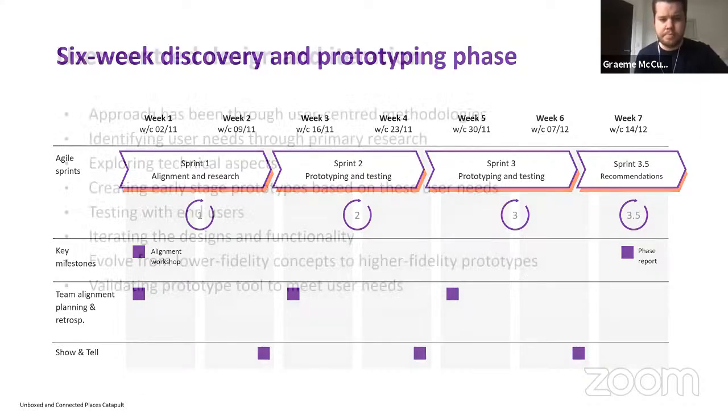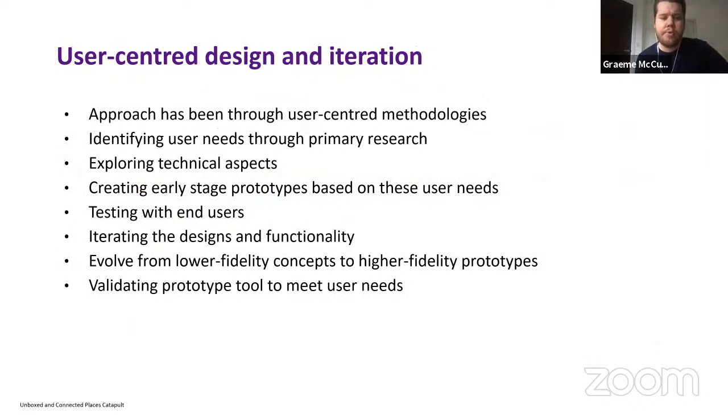Next slide, please. So as mentioned, our approach to delivering the phase was through Agile and user-centered methodologies, and this included identifying user needs through primary research. This included user interviews, one-to-one interviews with individuals, as well as a number of co-design sessions to start working out what it is we're looking at. We're also exploring the technical aspects to understand the technical feasibility of the prototypes that we've been looking at. And then we created a series of early stage prototypes based on the identified user needs from those interviews and co-design sessions. We then tested our prototypes each sprint with users for feedback.